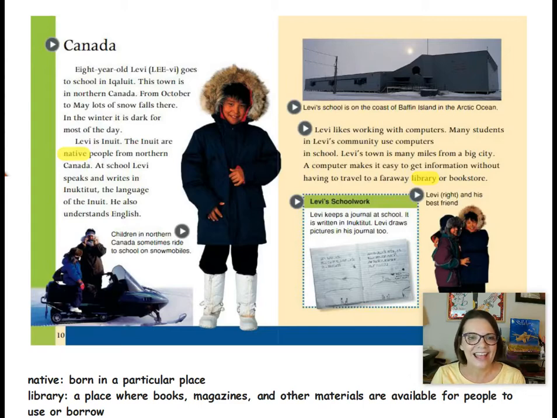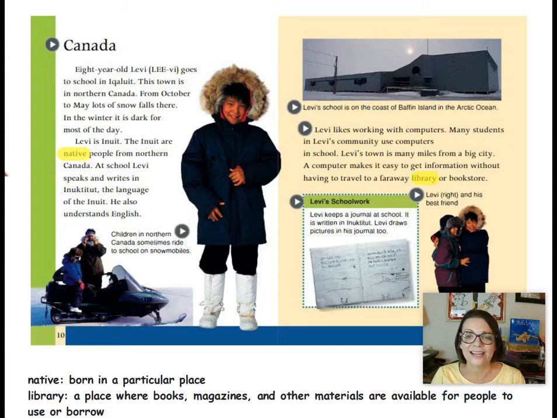Canada. 8-year-old Levi goes to school in Iqaluit. This town is in northern Canada. From October to May, lots of snow falls there. In the winter, it is dark for most of the day. Levi is Inuit. The Inuit are native people from northern Canada. At school, Levi speaks and writes in Inuktitut, the language of the Inuit.